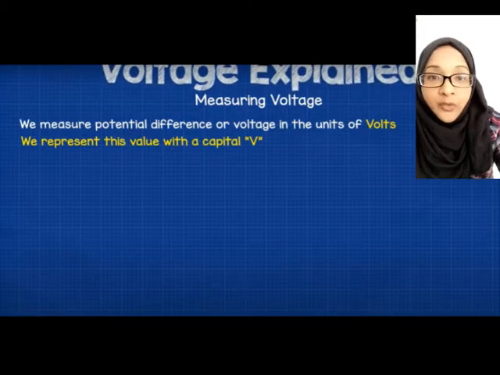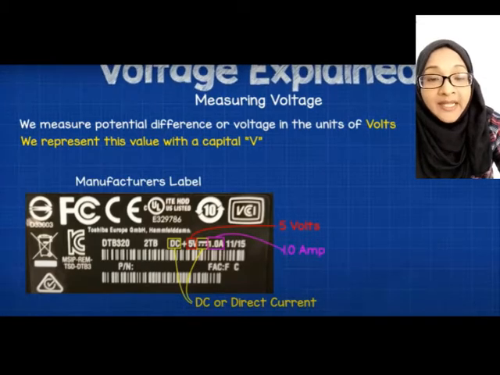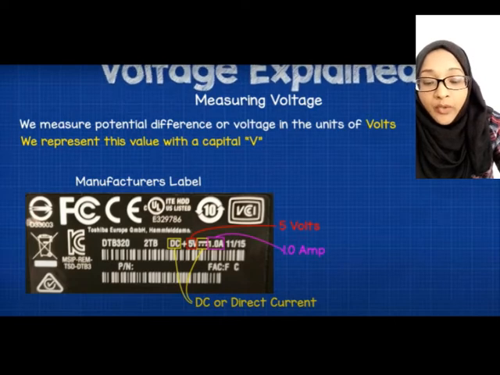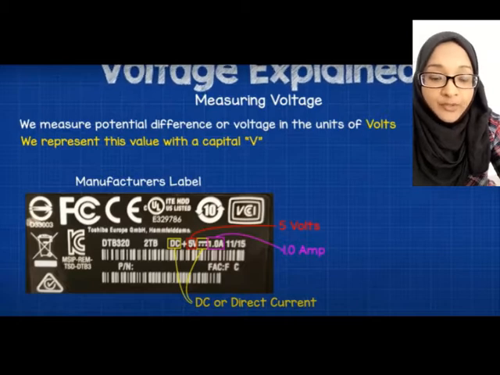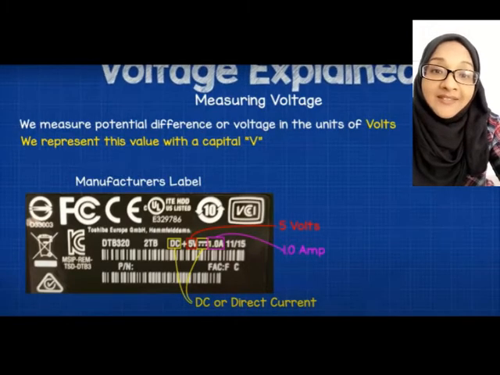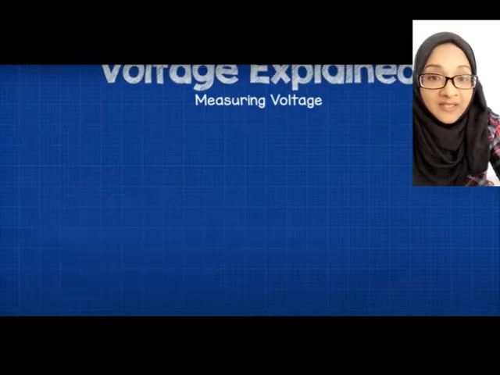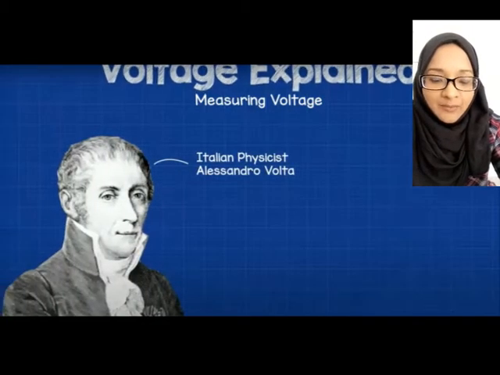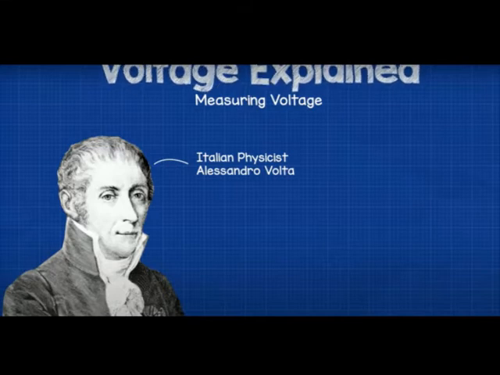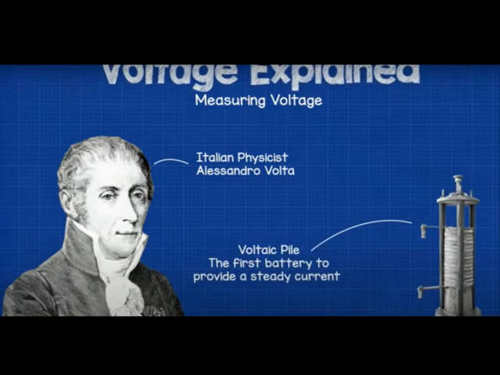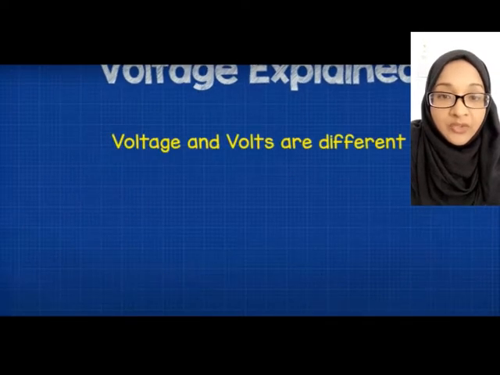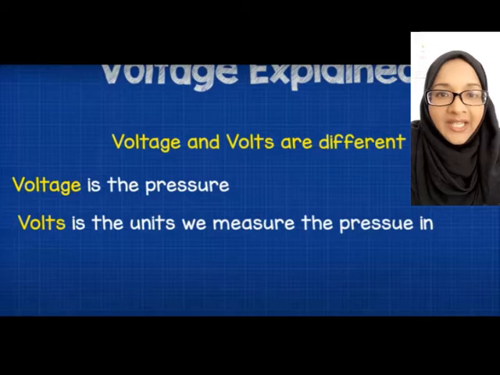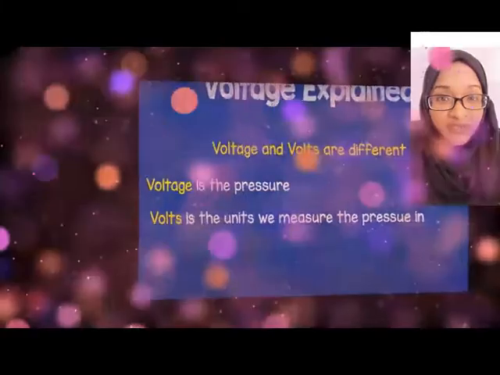If you look at electrical appliances, you will see a number next to a capital V indicating how many volts the product is designed for. The term volt is in capital because it is a person's name, and the person was an Italian scientist by the name of Volta. Voltage and volt are different. Voltage is the pressure and volt is the unit we measure the pressure in.